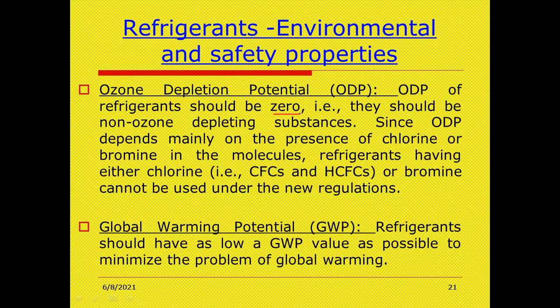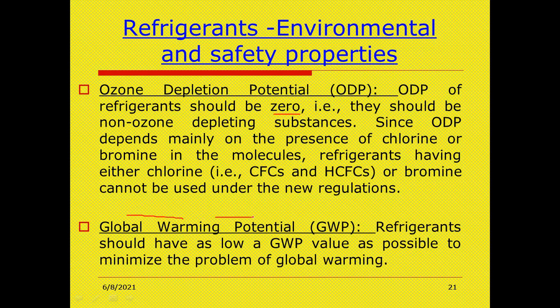Okay, so that's why the ozone depletion potential should be kept 0. Next, global warming potential, that is GWP. The refrigerant should have as low a GWP value as possible to minimize the problem of global warming, right?